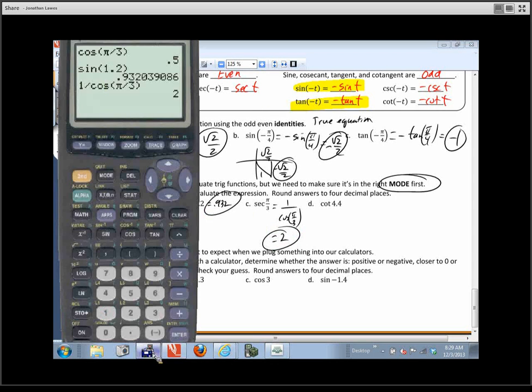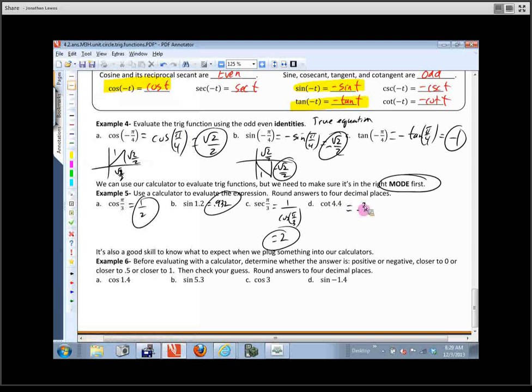Okay, so with that, how would I find the cotangent of 4.4? It's the reciprocal of tangent, right? So I'm going to do 1 divided by the tangent of 4.4. So we end up with 0.322.